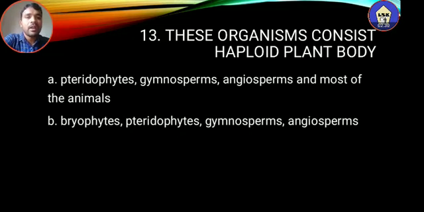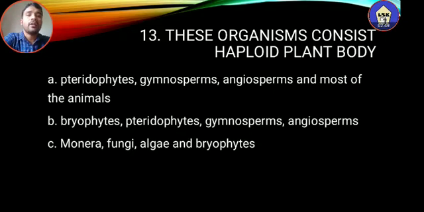Option B, bryophytes, pteridophytes, gymnosperms, angiosperms. In bryophytes, the dominant plant body is the gametophyte, that is haploid. Pteridophytes, gymnosperms, and angiosperms have the sporophyte as the dominant plant body, and that is diploid. So this is also wrong. Option C, Monera, bacteria, fungi, the primitive organisms, algae and bryophytes, both are haploid. So this should be the right answer.